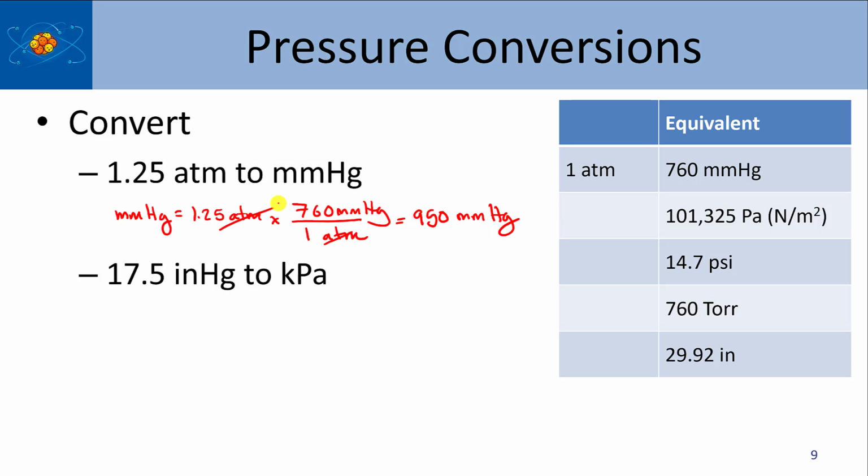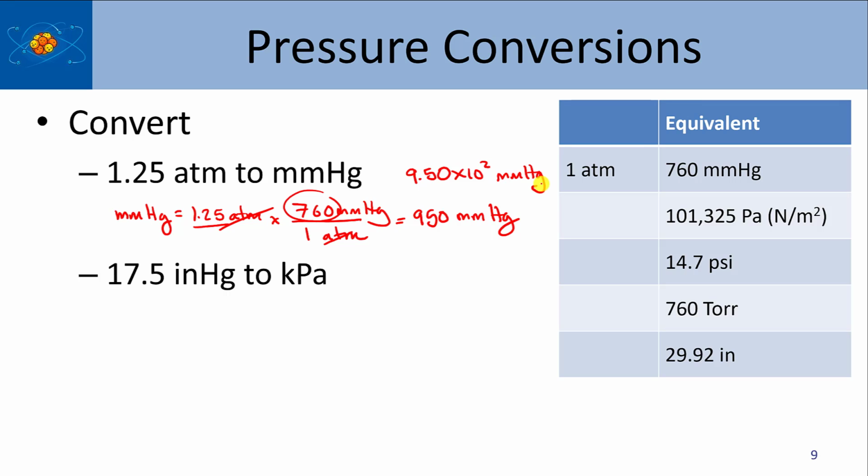Now, the 760 is almost exact. It has way more sig figs than anything else on this table, actually, and the 1 atmosphere is also exact. So the sig figs will be determined by the numbers in the original given number. And so this number should really be expressed as 9.50 times 10 to the 2 millimeters of mercury.